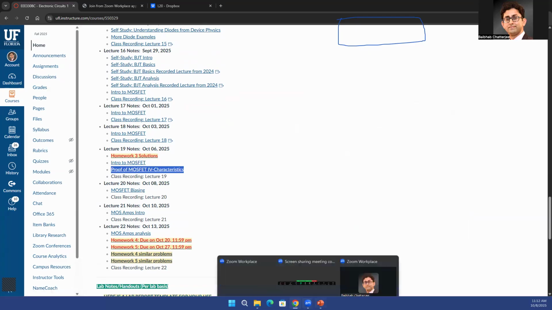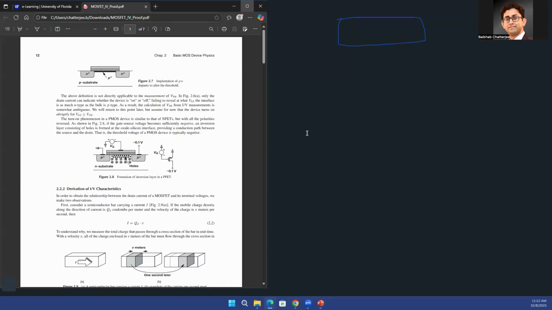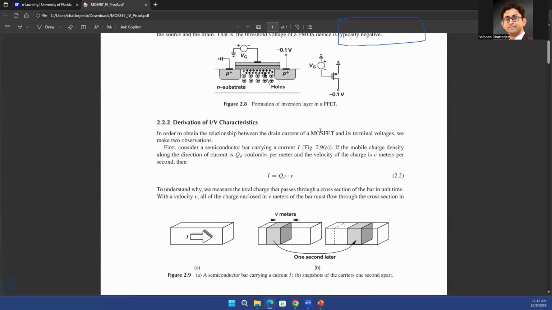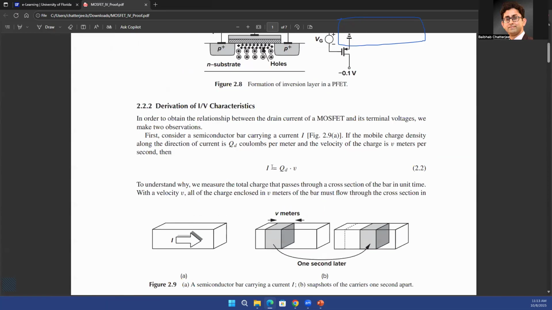So this is a PDF. And whatever we discussed till now, it's written over here. So maybe if you have not followed what we are discussing, just go through this particular document and it will tell you exactly what we just discussed.